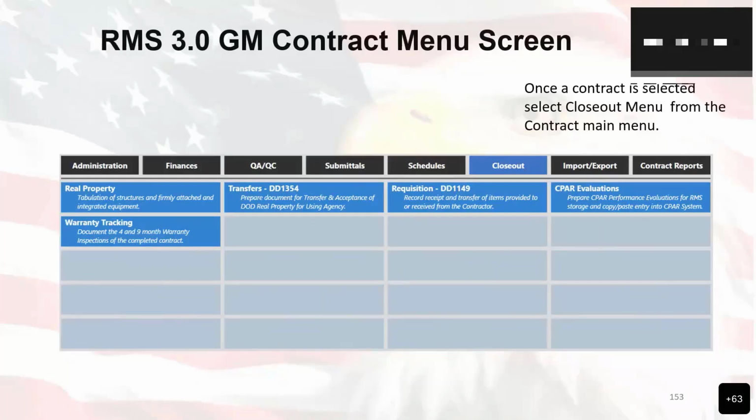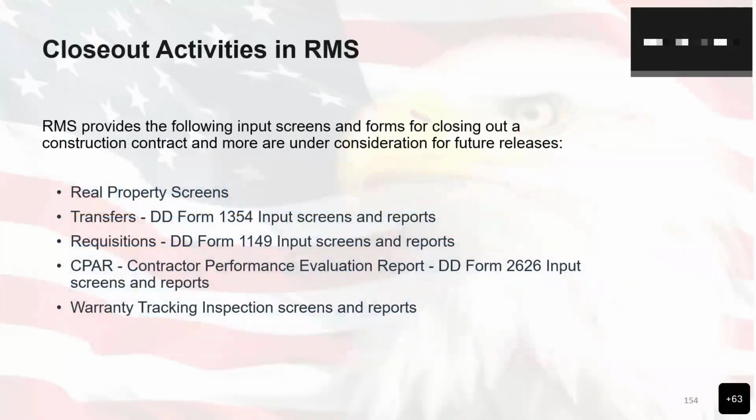So once a contract is selected, you can go ahead and go to the contract closeout menu. And from the contract closeout menu, you can go ahead and start the process for closeout. RMS provides the following input screens and forms for closing out a construction contract, and more are under consideration for future releases to meet any type of additional FAR that come up. But the main screens that we have are the real property screens, the transfers, which are forms DD Form 1354, input screens and reports, the requisitions, which are DD Form 1149, input screens and reports.